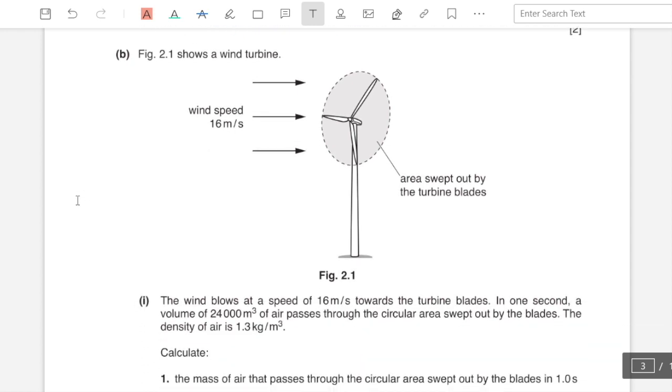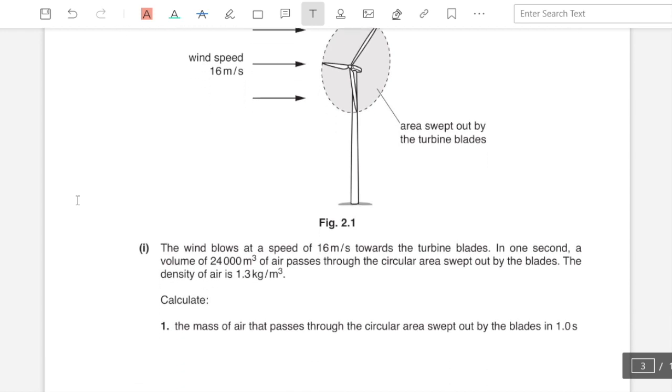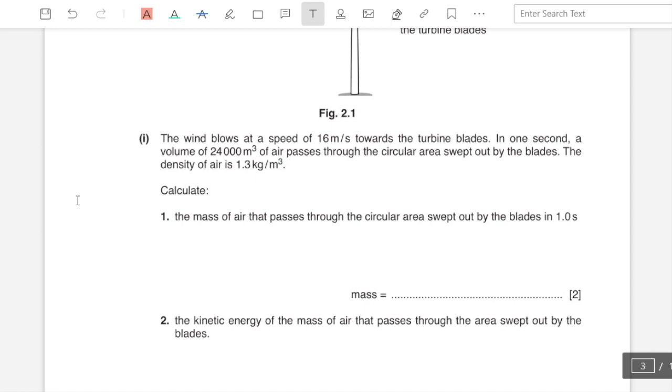B, figure 2.1 shows a wind turbine. 1. The wind blows at a speed of 16 meters per second towards the turbine blades. In 1 second, a volume of 24,000 meters cube of air passes through the circular area swept out by the blades. The density of the air is 1.3 kilograms per meter cube. Calculate 1. The mass of the air that passes through the circular area swept out by the blades in 1 second. Alright, so we have volume and density given over here.